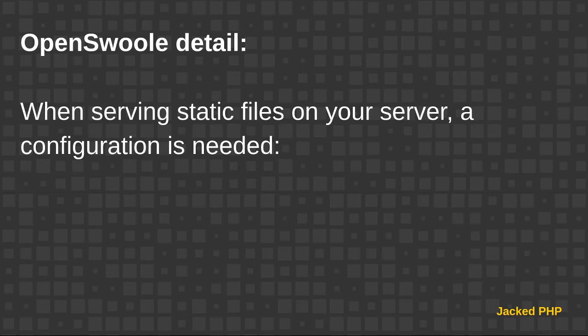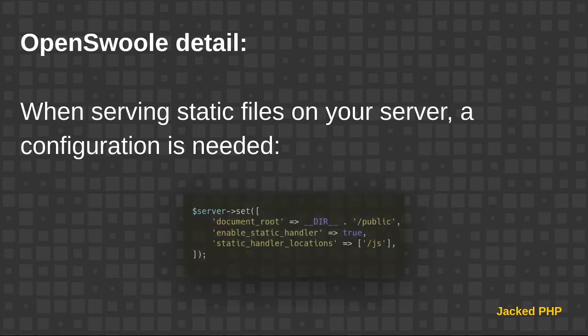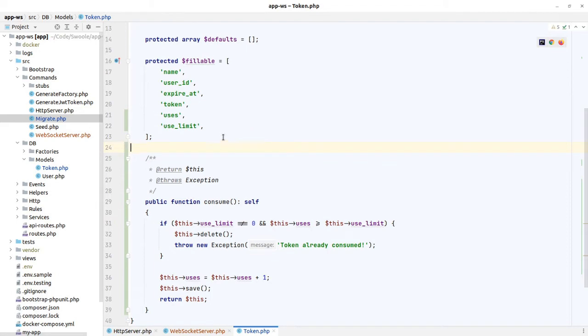And here we have an OpenSwoole detail. When serving static files on your server, a configuration is needed. The configuration needed is document root, enable static handler, and static handler locations. The static handler locations will specify some JavaScript, CSS, HTML locations. Document root is where those locations are located. And of course, enabling, being Boolean, will mark as enabled or not. We will have some JavaScript existent in our server.